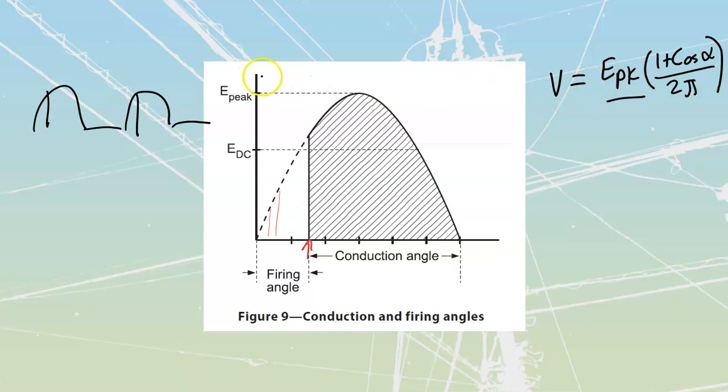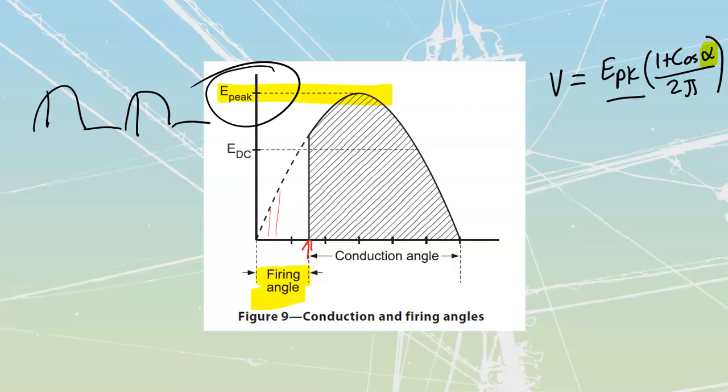In order to calculate that, though, we do need to know this value over here, what my peak value of voltage is going to be. And I need to know what my firing angle is going to be. That's going to be this alpha that we have here. A for alpha, A for angle.